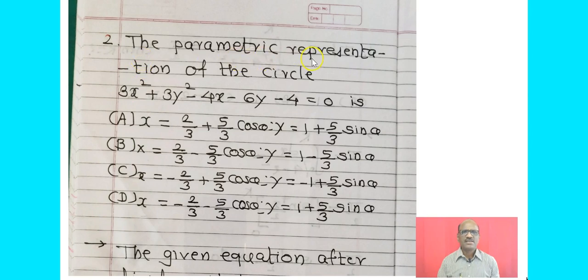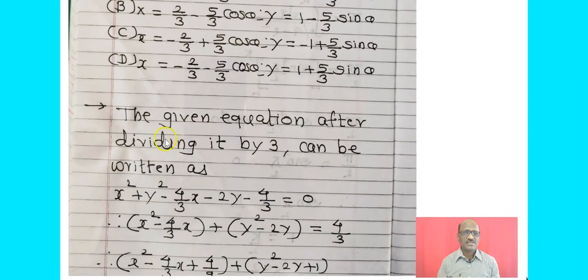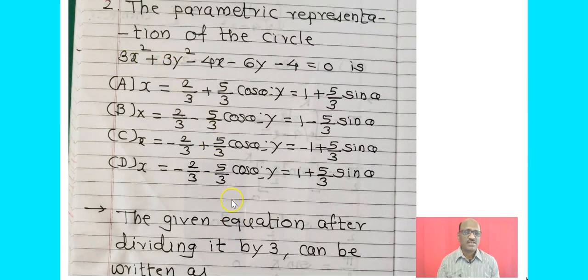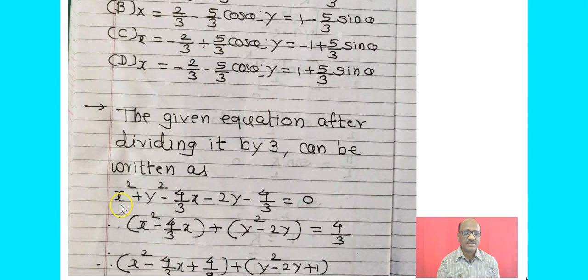Now next, the next question is from the equation of the circle. The parametric representation of the circle 3x square plus 3y square minus 4x minus 6y minus 4 equals 0 is. Now first of all, see this, the given equation after dividing by 3 can be written as, first of all we make the coefficient of x square and y square 1. Therefore, x square plus y square minus 4 by 3 x minus 2y minus 4 by 3 equals 0.